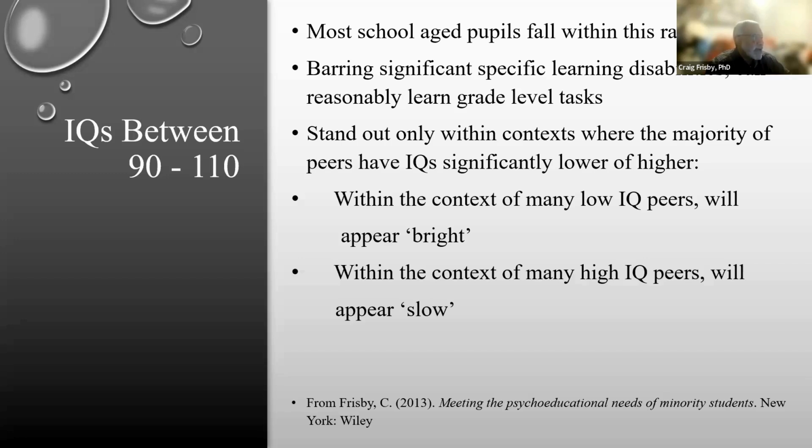Or it could be the other way around. You could have average IQ kids that are in a classroom, but most of the other kids in the classroom have lower IQs than they do. And as a result, compared to those kids, they will appear bright to their teachers. So the main point here is that kids with average IQs will not stand out to teachers, that they will not be problems in terms of learning the material, but they will only stand out if they are in context in which the other kids are either significantly higher than they are or significantly lower than they are.